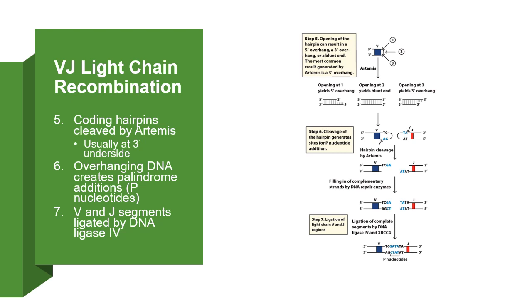So would the same thing happen where it gets opened at that one position? The same basic thing, you still get addition of palindromic sequences if you open at position 1, the 5' overhang. Yes. If Artemis actually cleaves at position 2, you don't get those overhangs, and so you don't get addition of the palindromic sequences. So a lot of this really depends on where the Artemis enzyme actually creates that cut in the DNA.